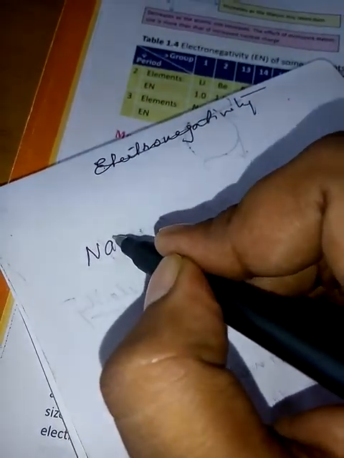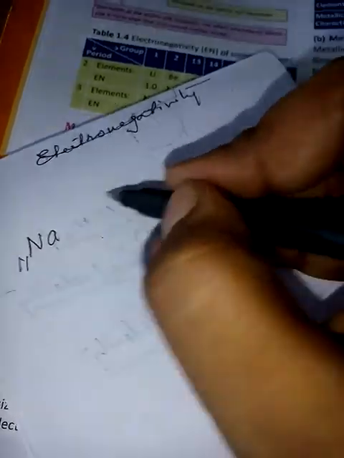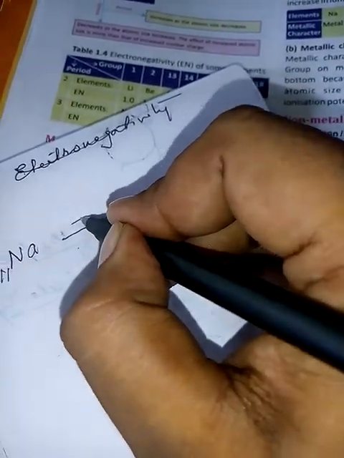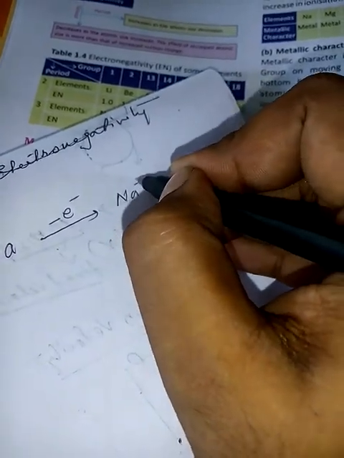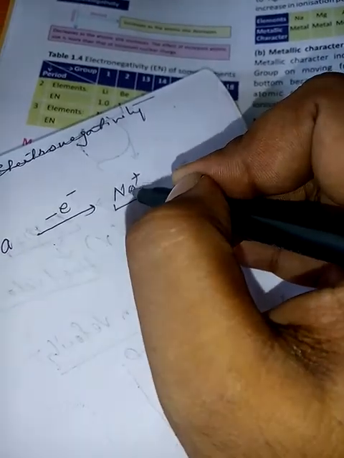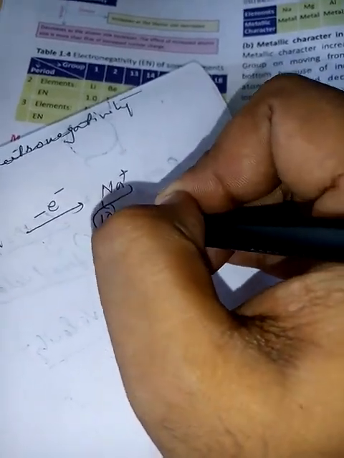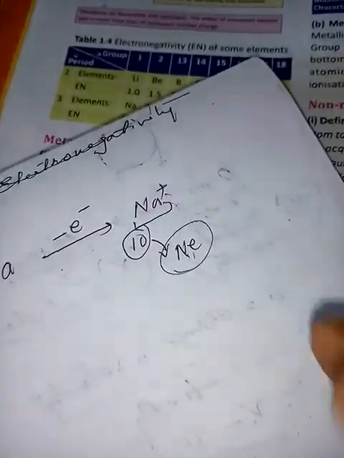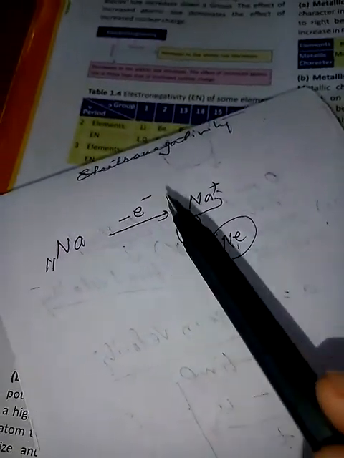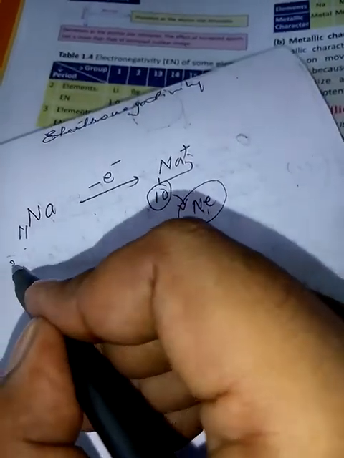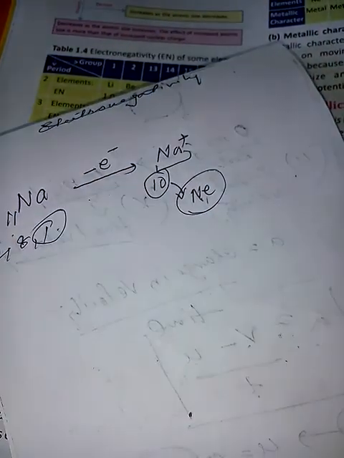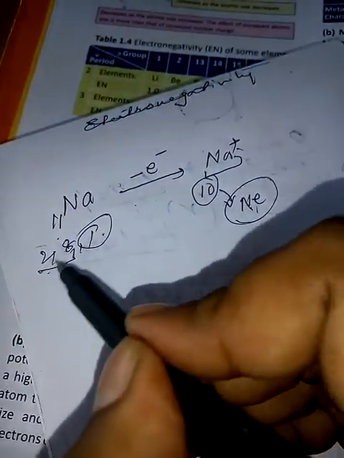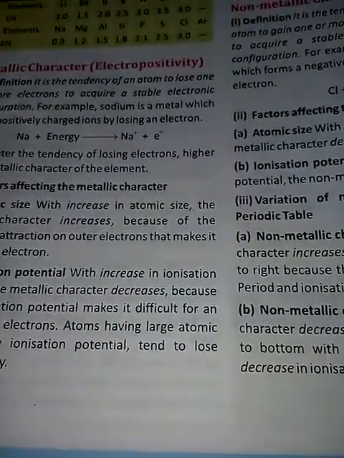To get the stable configuration, let me give you an example. Say sodium has 11 electrons. Sodium has a tendency to lose one electron and change into Na plus. In Na plus, how many electrons are there? 10. Now 10 is the configuration of what? Neon. Neon is a noble gas, so this is a stable configuration. This tendency is shown by the metals. Metals have excess electrons. You just see 2, 8, 1. So this 1 is in excess, because 2, 8 is the stable configuration.